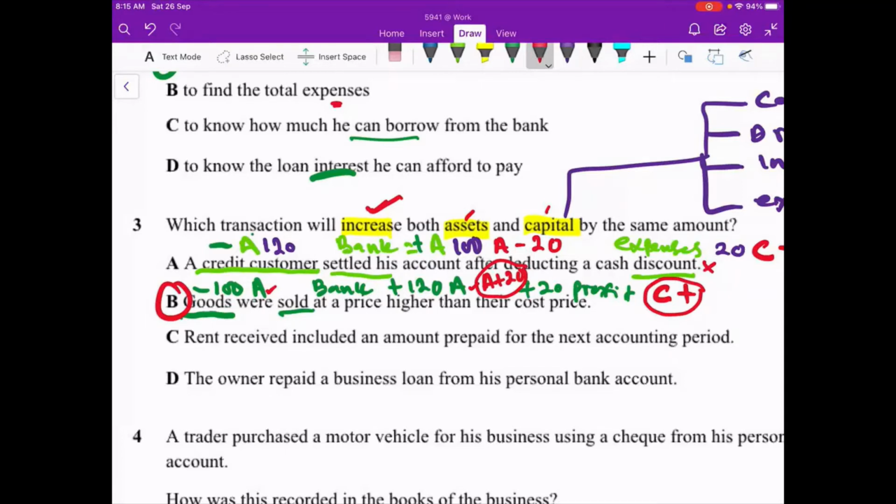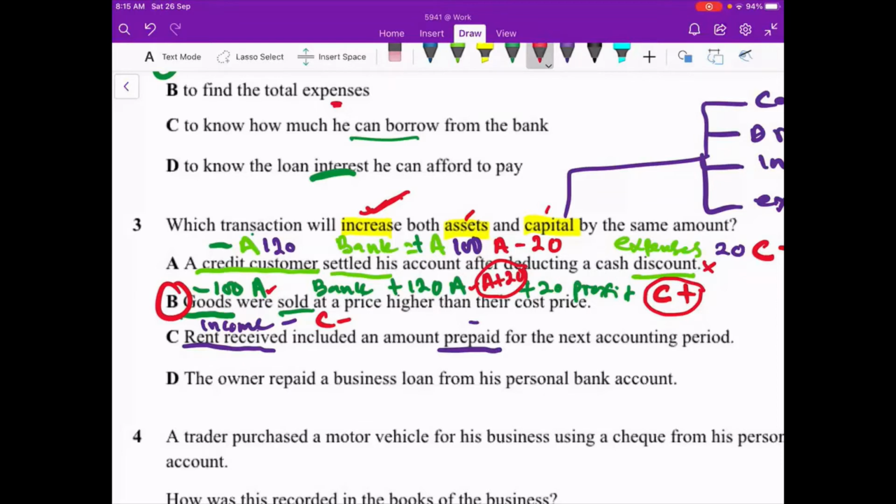Rent received included an amount prepaid for the month accounting period. The rent received is my income. Included an amount of prepaid means you minus the income. Your income will be reduced. Whenever your income reduces, capital also reduces. So this is not your answer because the question asks for increase. So answer C, no need to discuss. This is confirmed wrong.